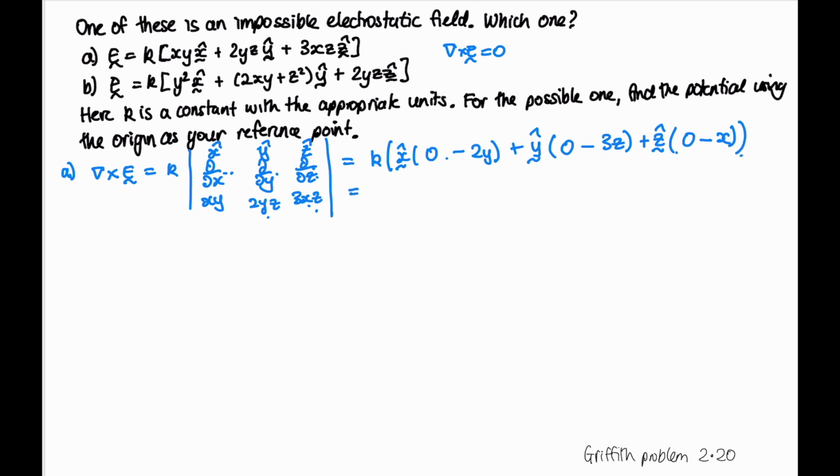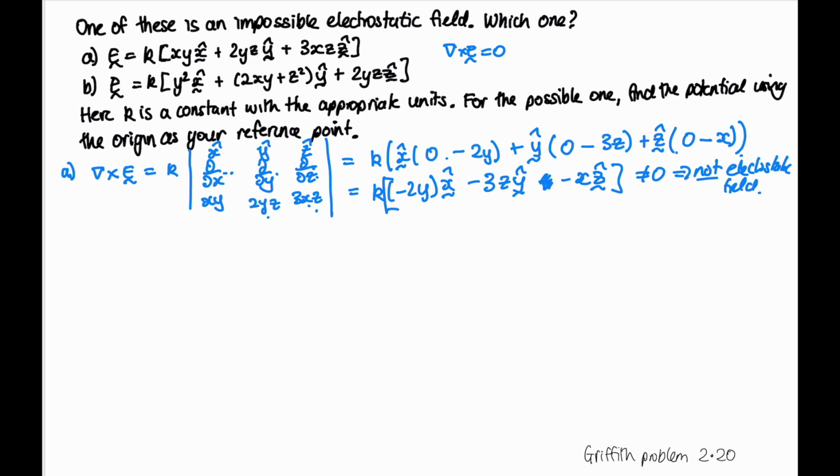This is equal to k times minus 2y in the x direction. We're keeping the k out the front, minus 3z in the y direction, minus x in the z direction. So that is not equal to 0, so not an electrostatic field.